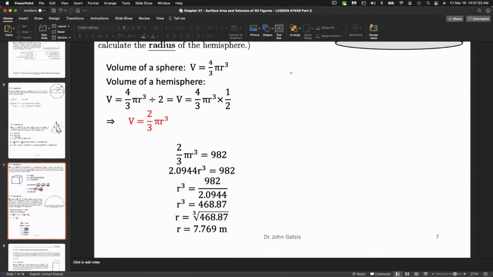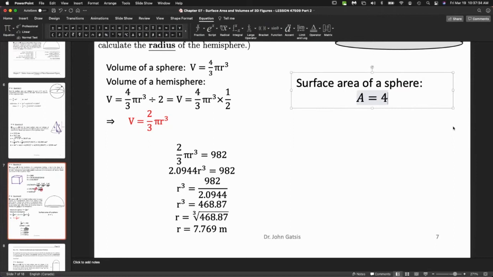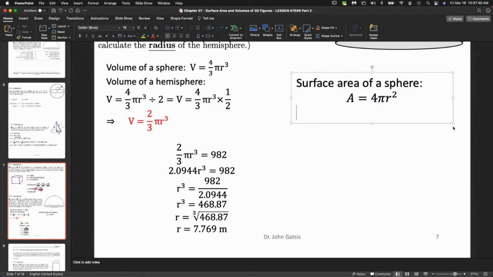So what's the surface area of a sphere? Well, that was in the chat. Thank you, Denny, by the way, for that one. Surface area of a sphere was area is 4 pi r squared. Unfortunately, we don't have a sphere here. We have a hemisphere.